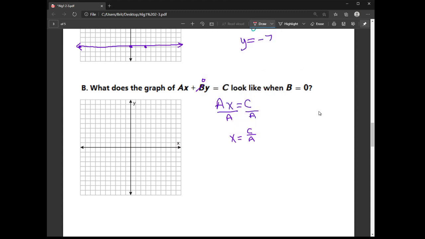And just like the example up above, it doesn't matter what y is. So if I have x equals 2, when y is 0, x is 2. When y is 4, x is 2. When y is -10, x is 2. And so that x value remains a constant. And it turns into a vertical line. A terribly drawn one, but a vertical line.